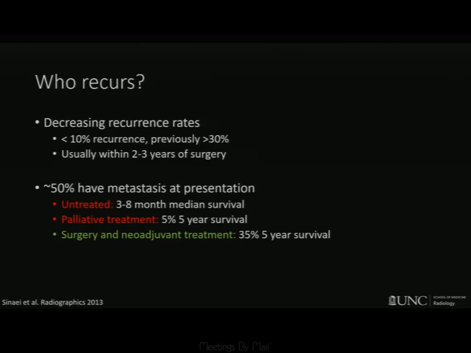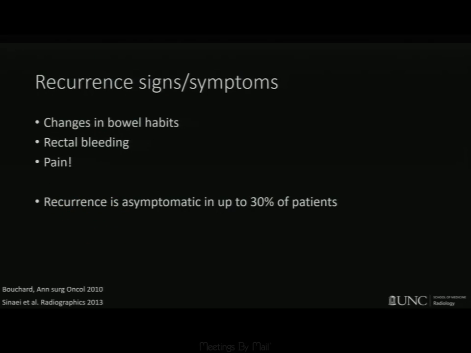Unfortunately, about half of them will have metastatic disease at time of presentation, but it's still important to identify these patients because there's very different survival outcomes depending on if they're treated. If they're untreated, their median survival is less than a year. Even with palliative treatment, it goes up to 5% at 5 years. And if they receive appropriate surgery and neoadjuvant therapy, it actually goes up to about a 35% 5-year survival. Again, not great, but certainly a lot better than 1 year.